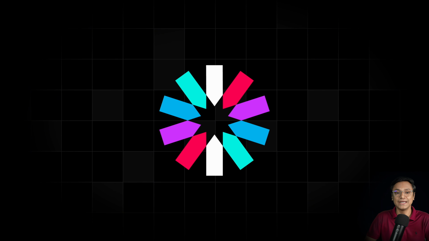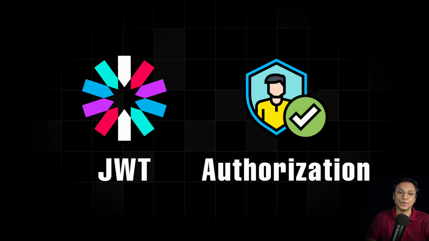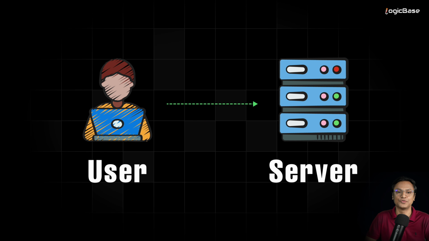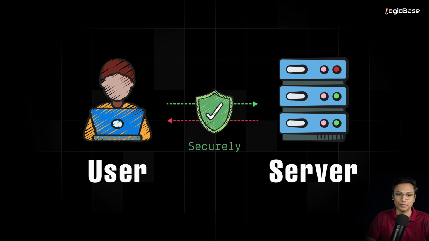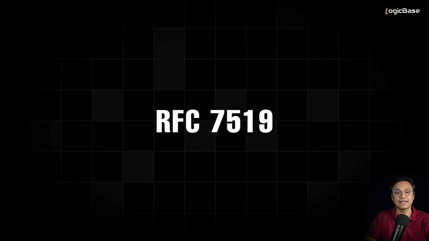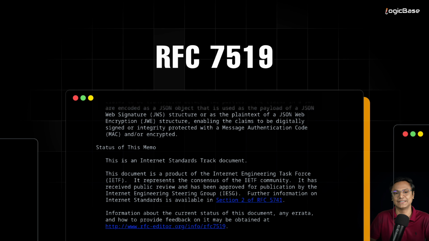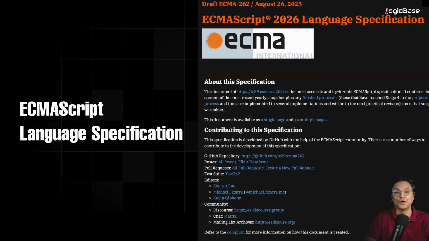JWT is most commonly used for authentication today, but that wasn't actually its original purpose. It was created to provide a standard way for two parties to securely exchange information. In fact, there's even an industry standard specification, RFC 7519, that lays out exactly how JWTs should be structured and how they're meant to be used for data exchange. Think of it like ECMAScript or ES, which defines the standard for JavaScript.